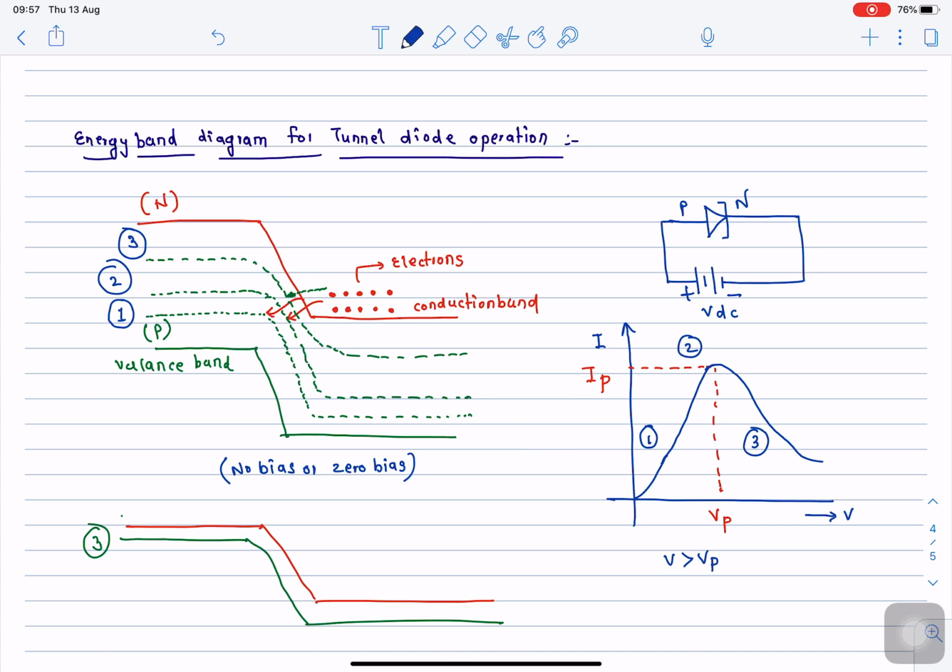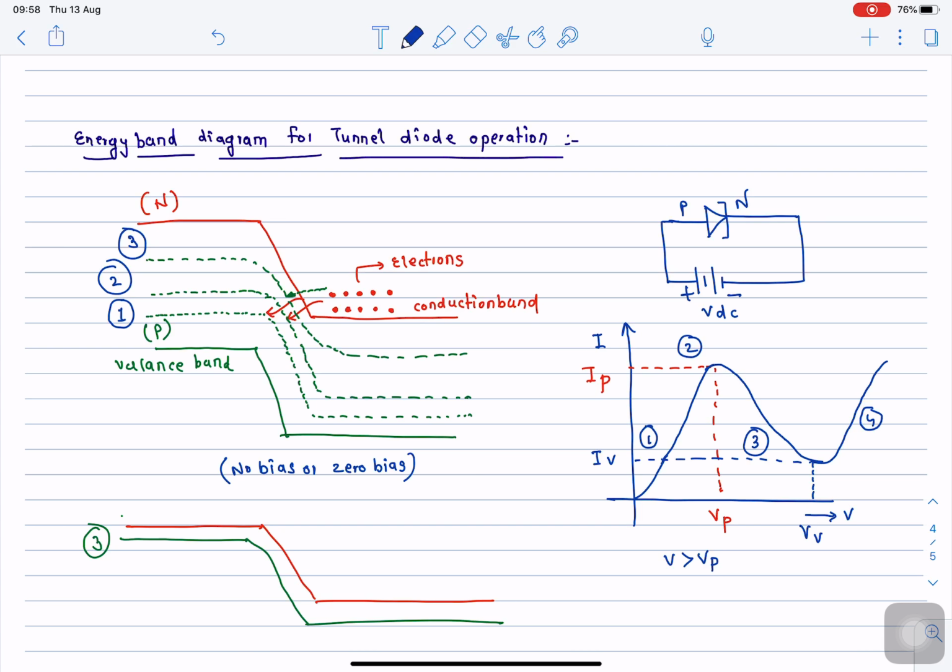At point number 4, the overlapping of the valency band and conduction band will be over almost, and the device will again start increasing the current in a linear fashion, the way in which we get the behavior of a PN junction diode current. We are interested in a particular region, which we call the valley voltage. At that voltage we get a valley current, and this valley current is a minimum.